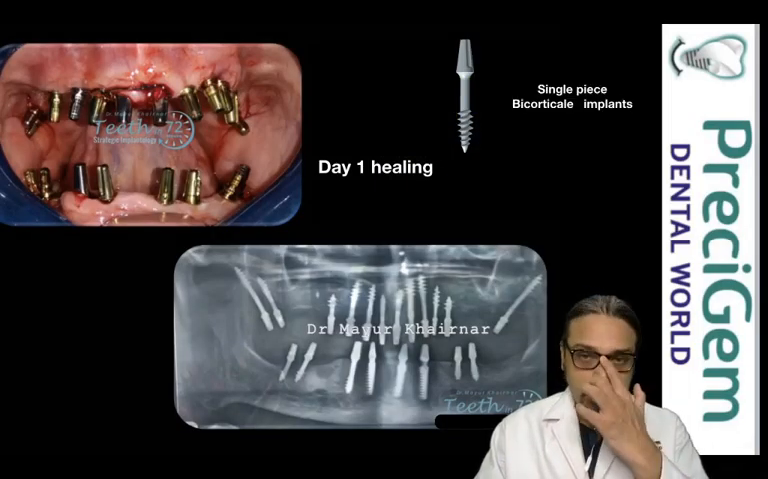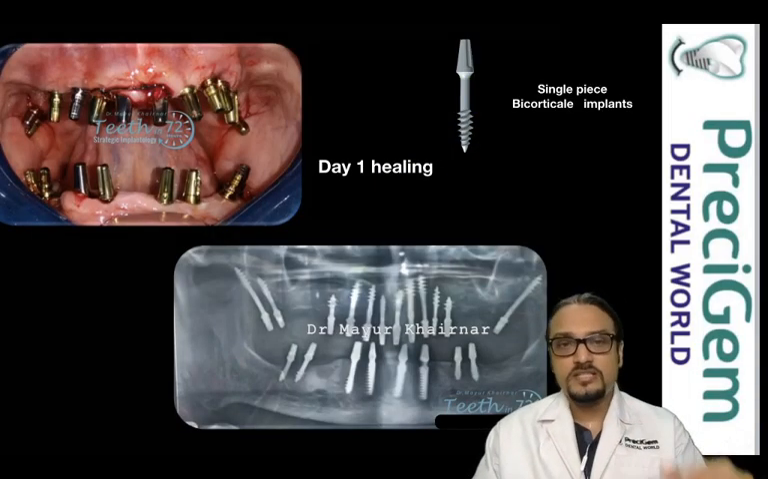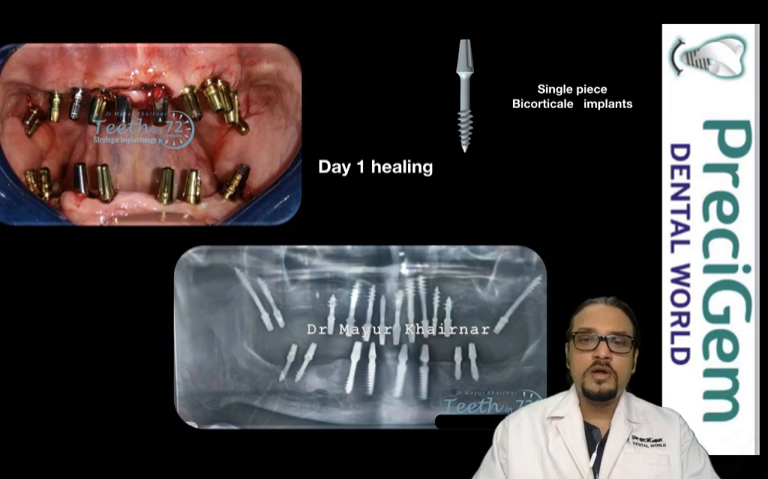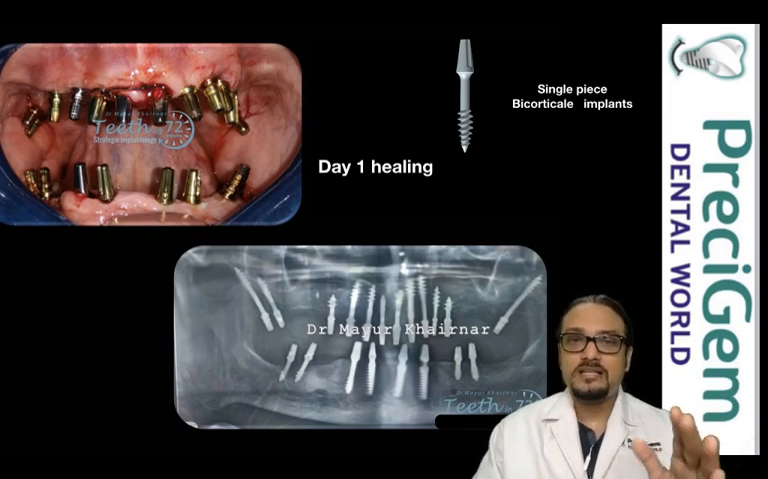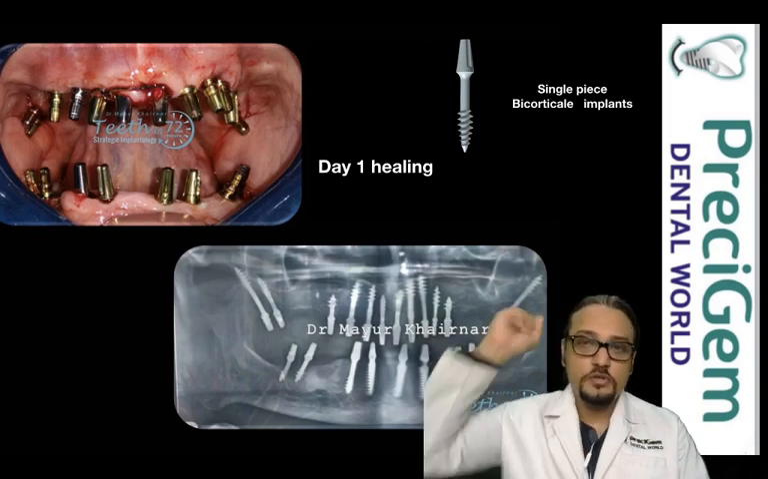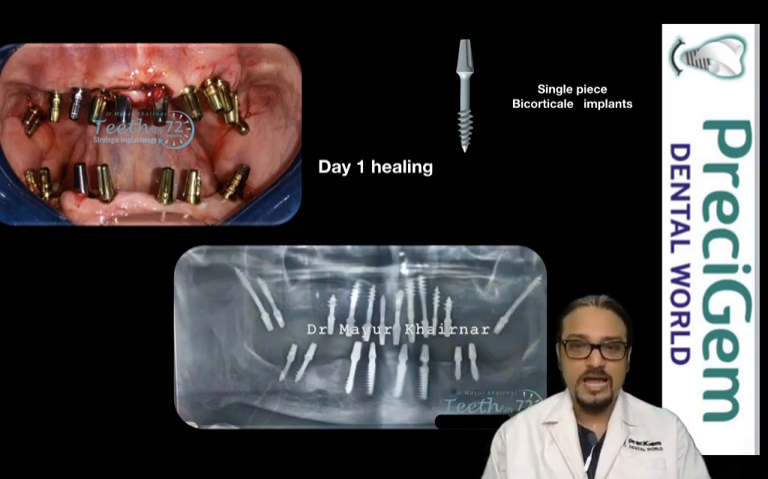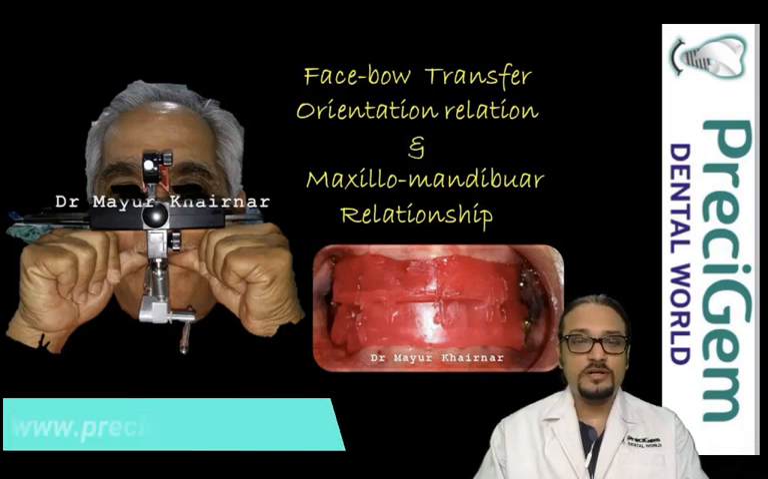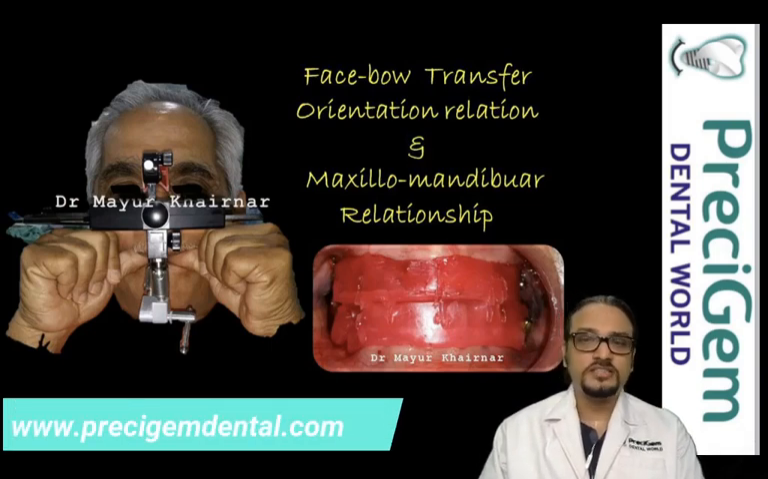Yeah, so let me explain to you about the implant placement. In the same case, can you see the implants are placed into the upper and lower jaw. It is flapless, that is minimally invasive, no flaps are taken, and that is a day 1 healing. In this, a single piece bicortical implant, which you can see above me, is placed, and you can also see the x-ray.